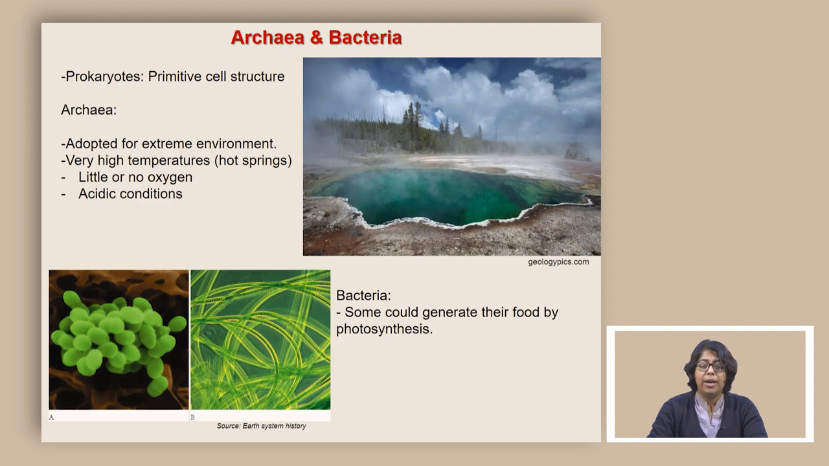Now, let us take a look at some of the most primitive domains. Archaea and bacteria are also representing kingdoms. So, both of them are representing prokaryotic cells. It has a primitive cell structure. Now, archaea is even more interesting because they are adapted to extreme conditions. So, what are these extreme conditions? For example, we often find them living in very high temperature conditions, sometimes very acidic conditions, sometimes very alkaline conditions. So, they can actually live in a very broad range of pH. Often they live in little or no oxygen conditions.